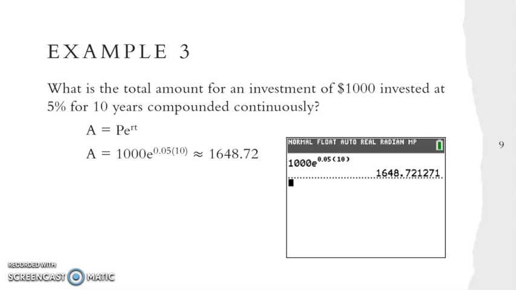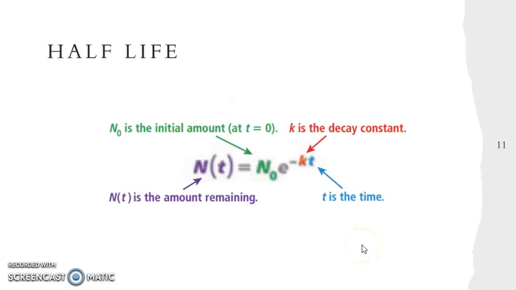Okay, the other application we're going to talk about is half-life. So half-life is what happens when a radioactive material decays to half the amount that it originally was. So let's say I start with 100 grams of uranium. Half-life is the amount of time it takes for that 100 grams to turn into 50 grams.